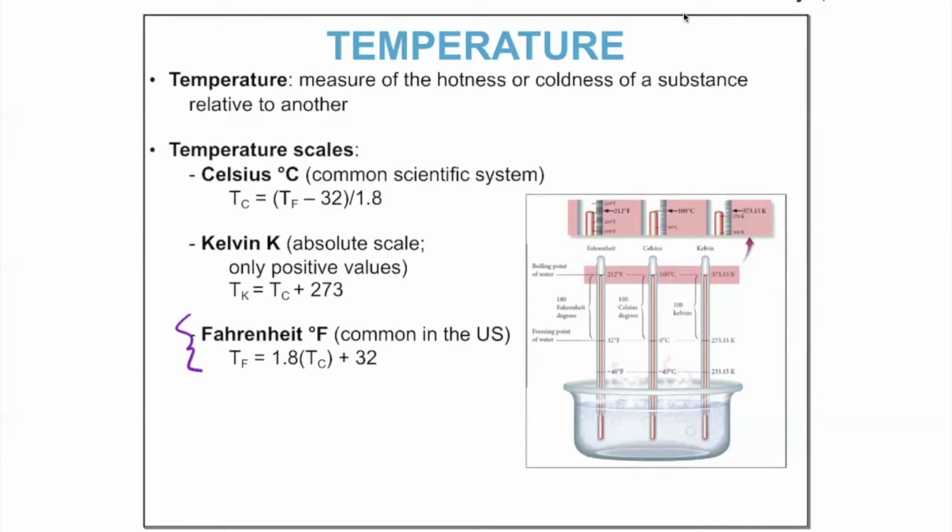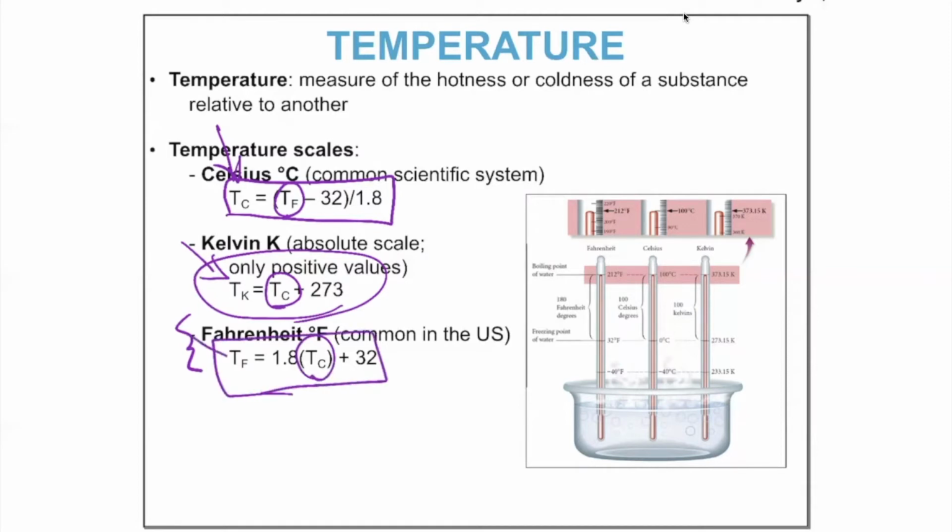If we look at how to convert these temperatures back and forth, we're going to use an equation, and you will be given these equations on the exam. So if you're given degrees Fahrenheit, you can plug it into this equation right here to calculate degrees Celsius. If you're given degrees Celsius, you can use this equation to calculate degrees Kelvin. And if you are given degrees Celsius, you can use this equation here to calculate degrees Fahrenheit. And so let's go ahead and get some practice in on these conversions.